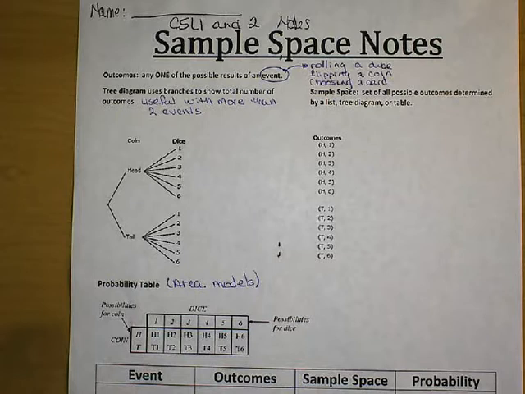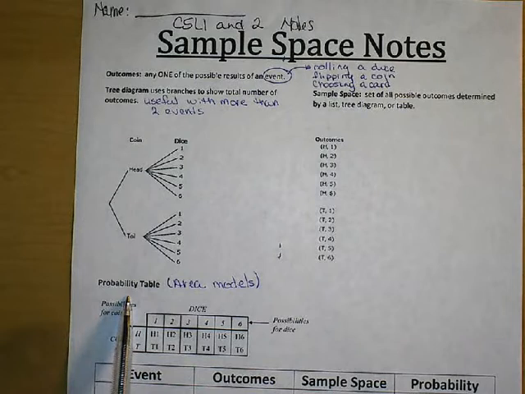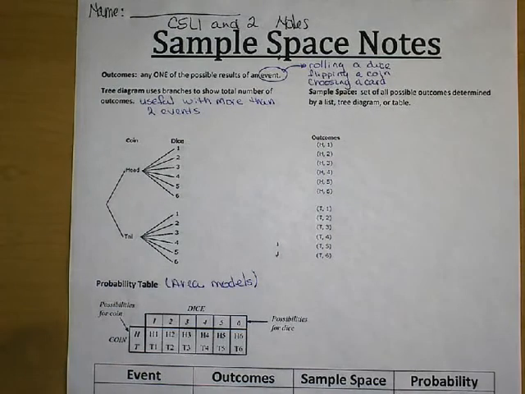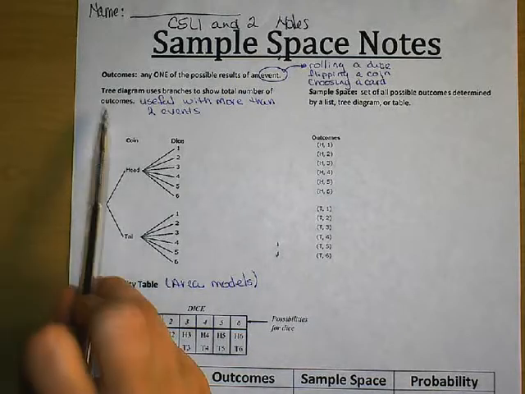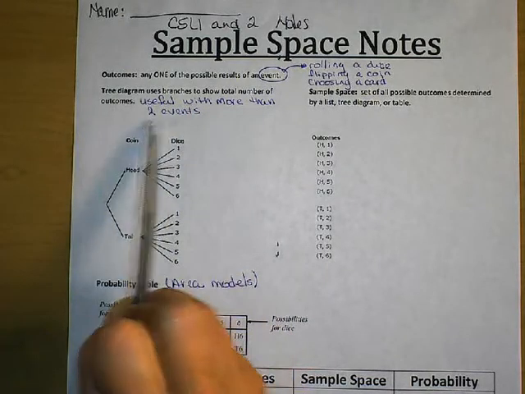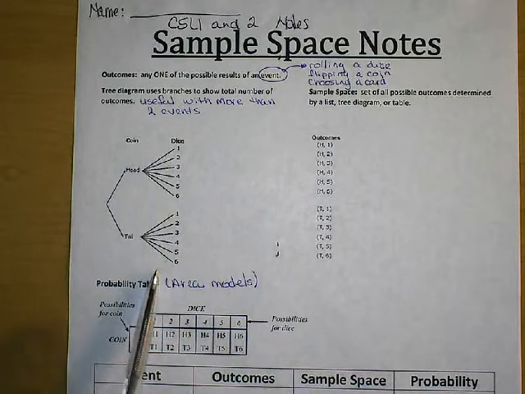To determine the total number of outcomes, we typically use tree diagrams or probability tables. You will often see probability tables, also called area models. The tree diagram is most useful if we have more than two events. I know the example here has flipping a coin and rolling a dice, and it still works for two events, but it is more useful if you have more than two events.